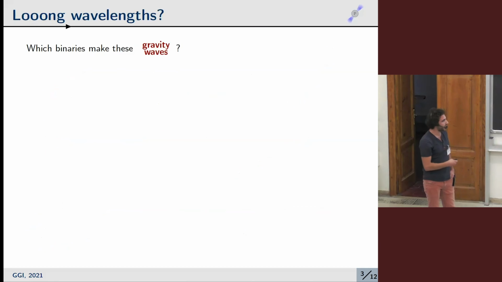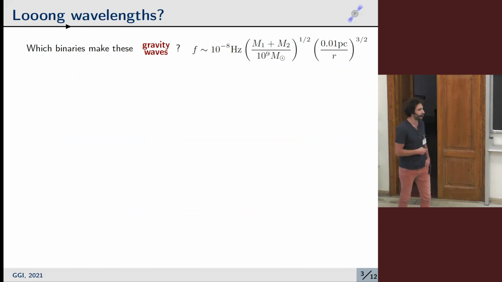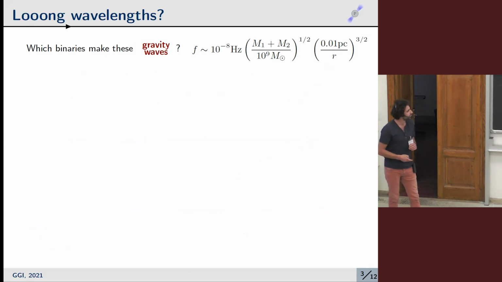Good. But then the next step is to understand what are the sources of gravitational waves inside this PTA or pulsar timing array window. And you can do that by just staring at certain binaries and asking what is the frequency of emission for a given binary. Now you get in this 10 to the minus 8 hertz, or this kind of inverse year range relevant for PTAs, for masses about 10 to the 9 solar masses, if you have a separation of about 0.01 parsecs.